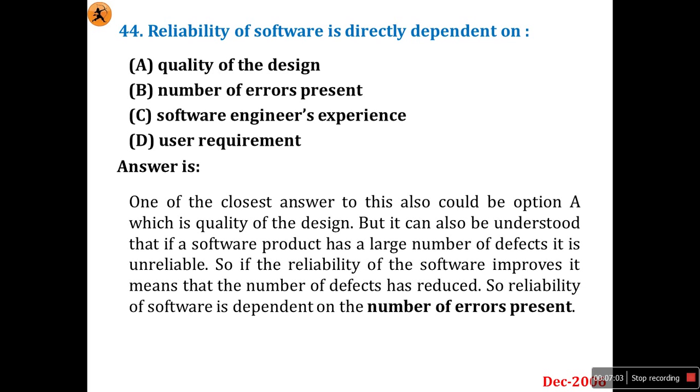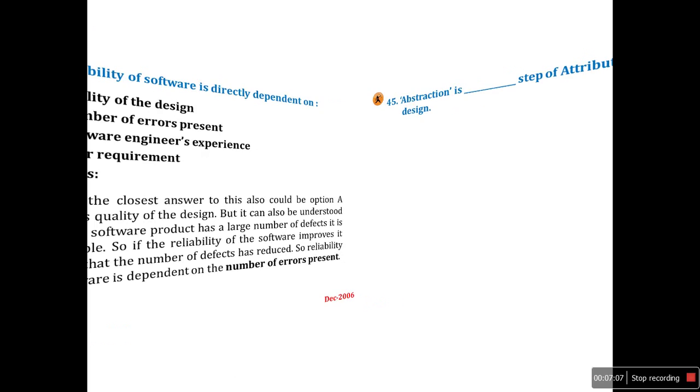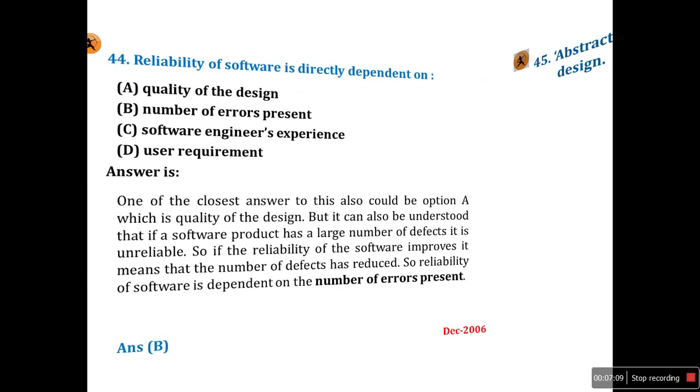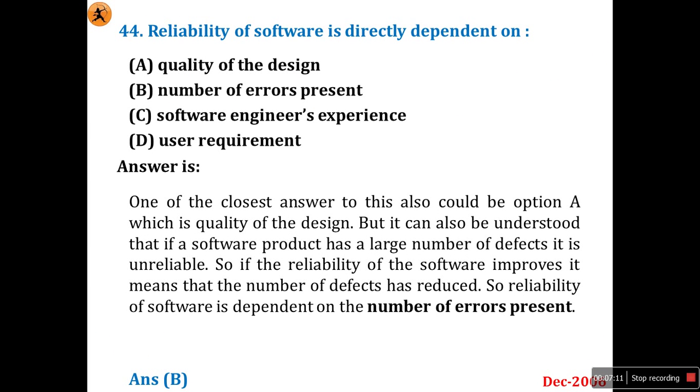So option B is right. Don't select quality of the design. Reliability of the software directly depends on the number of errors present in the software. That is the measure of software. So option B is the right answer.